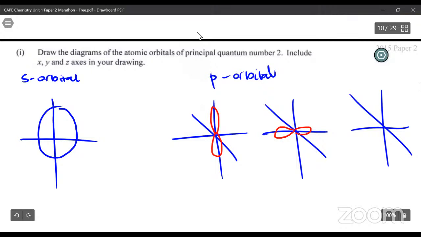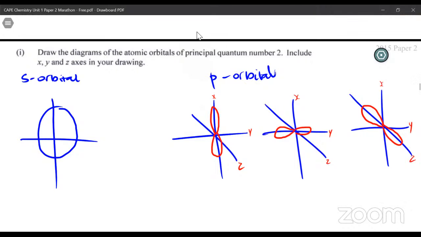And you want to remember to label your axes, right? So this would be X, Y, and this would be Z. And remember to label below it what it is. So this would be the PX, this would be the PY, and this would be the PZ. And you are totally okay to get your marks, right?